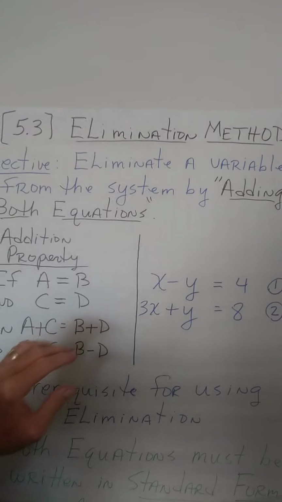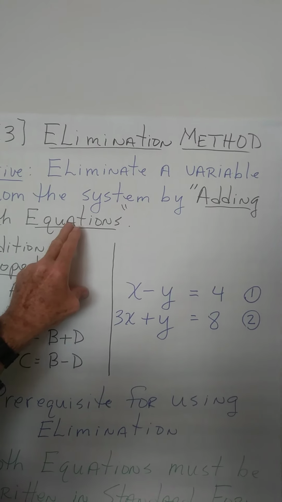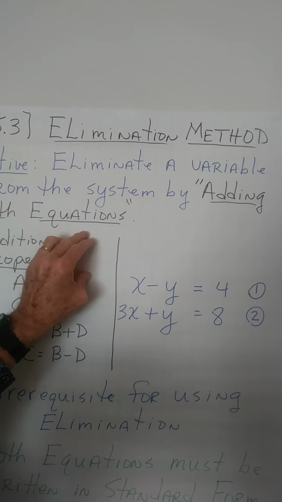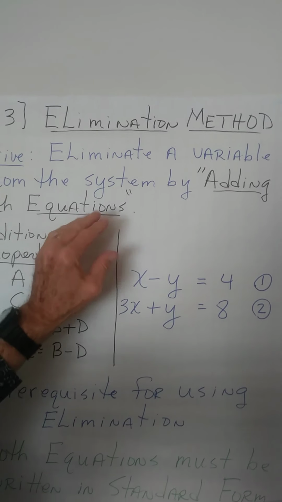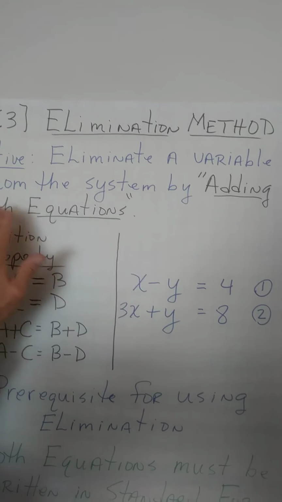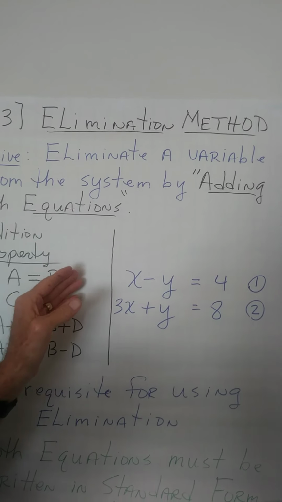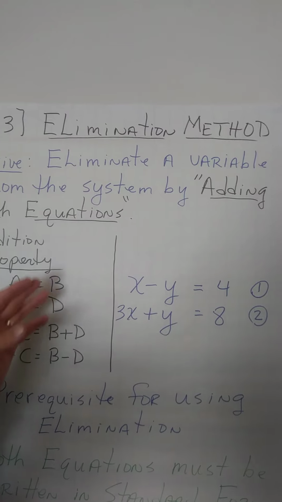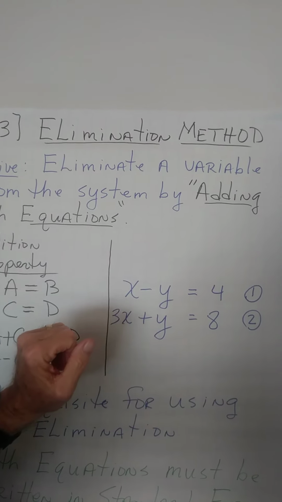All right, hi everybody. We're going to move into 5.3, and 5.3 is the elimination method of solving the system. Now here's the objective of the elimination method. Like the title says, we want to eliminate a variable from the entire system by adding both equations together. So the function that's going to get done to eliminate a variable from a system is adding both equations together.